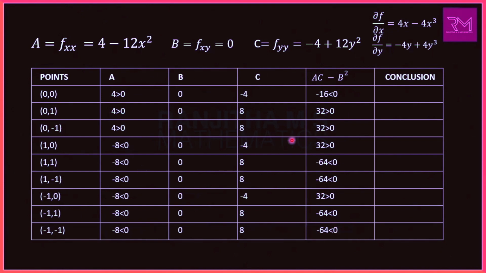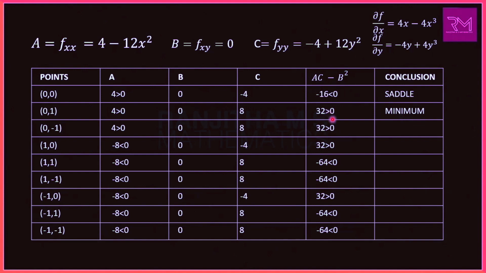After constructing A, B, C and AC minus B square, we have to find the extreme values. For that, we have to consider AC minus B square value and A value. For the point 0, 0, AC minus B square value is minus 16, that is less than 0, and A is greater than 0. Directly we can conclude that AC minus B square is less than 0 means it has a saddle point. Similarly, AC minus B square value is greater than 0 and A value is also greater than 0. That means we can conclude that it has a minimum value of the function.